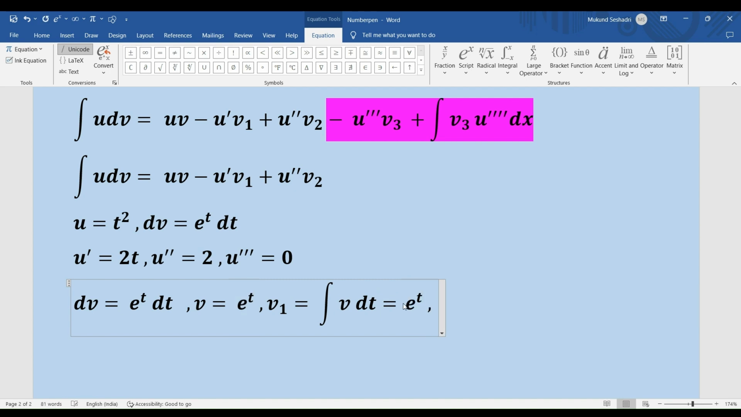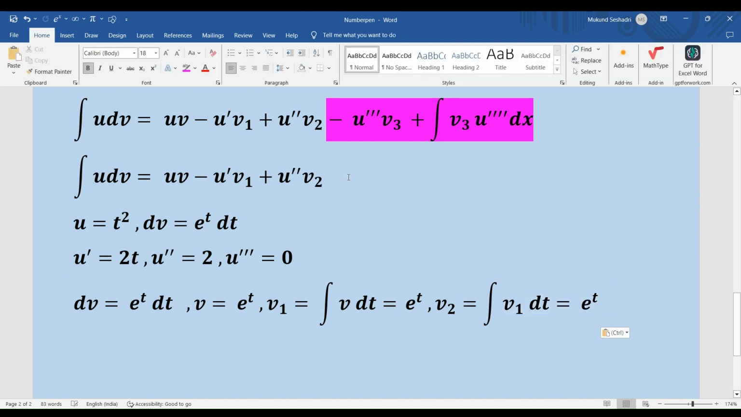And now I go to my v2. What is my v2? My v2 is the second successive integral of v, or the first successive integral of v1, which means it is integral of v1 dt. Which means again I will end up with e to the power t. So I know that I don't have to go beyond this.